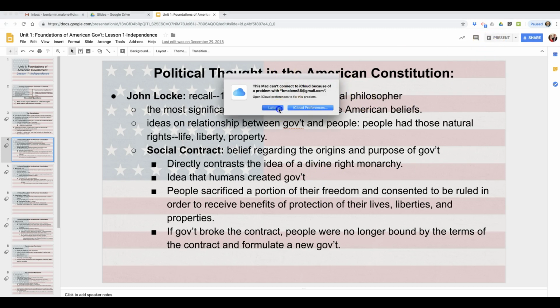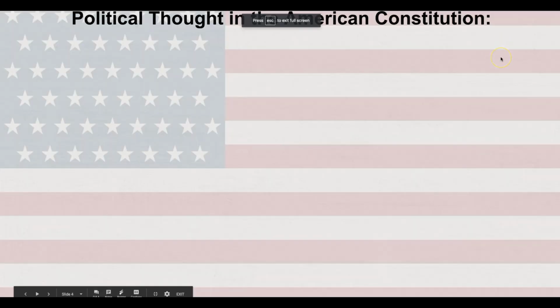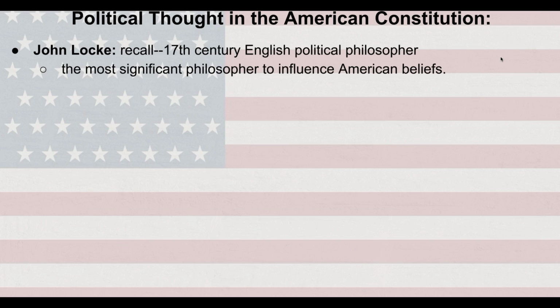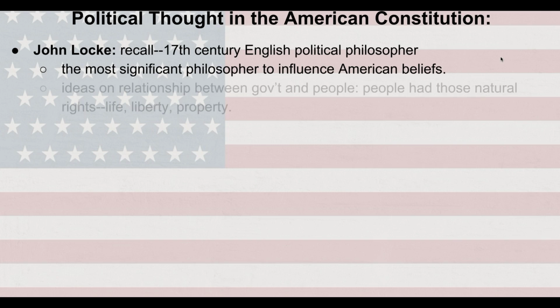So, continuing on, if we look at these ideas, political thought in the American Constitution, we can really begin with John Locke. And if we can recall, John Locke is a 17th century English political philosopher. And he is the most significant philosopher of influence in American beliefs. And we're going to borrow very heavily from John Locke's ideas as we create our founding documents, the Declaration of Independence, as well as the Constitution.